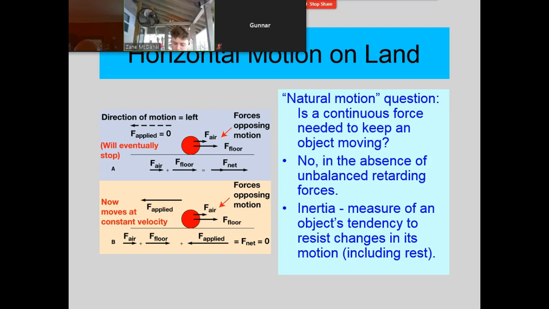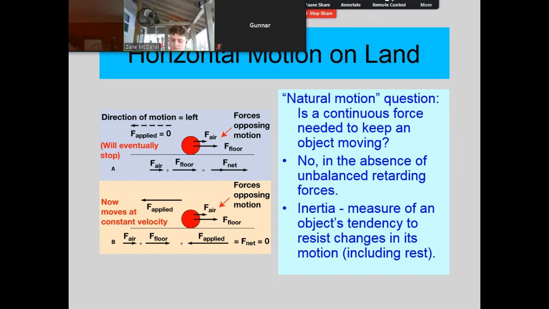Not if you don't have other forces involved. If there's only one force involved or no forces involved, then it'll roll forever. It moves forever. Okay? However, as you see on the thing there, eventually we say it'll stop. Why does it stop? Because you have air resistance pushing against it and you have friction with the floor pushing against it.